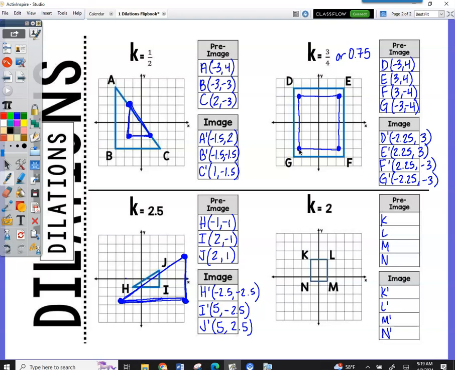All right, we have one left, and when you're trying to read the pre-image, you may be struggling to figure out the coordinates of M and N. It looks like if it were me, I would say it's halfway. So I'd go with 0.5. M looks like it went right 1 and then down half. N looks like it went left 1 and then down half.